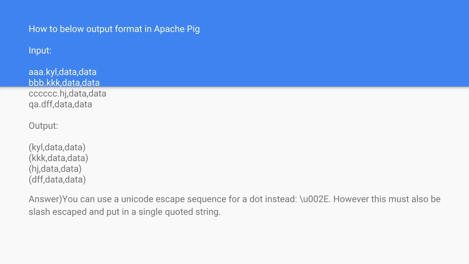So for that we will use the Unicode escape sequence for the dot, that is slash U002E. However, this must also be slash escaped and put into a single quoted string. So now let's move to the solution point of view.